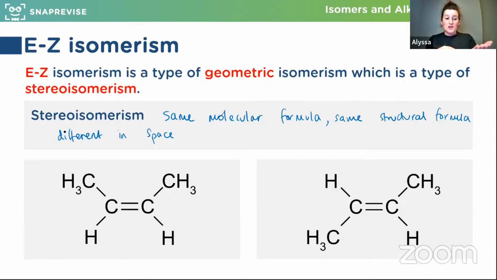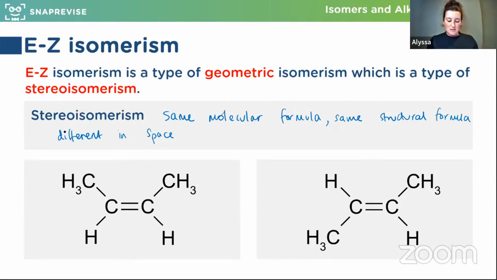Okay, so good question, Haydar. What is EZ? So EZ isomerism is a type of isomerism. Isomers have the same molecular formula. In this case, stereoisomers have the same molecular formula and the same structural formula. So they are put together in the same way, but they have different positions in space.